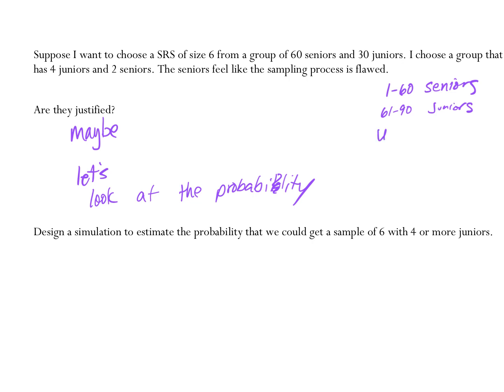Use a random number generator to get 6 unique numbers. And they'll be my sample, yeah? Now the question is: is it weird to get a sample of 4 juniors and 2 seniors? So here's what we're going to do. For the simulation component of this, we're going to record the number of quote-unquote juniors.